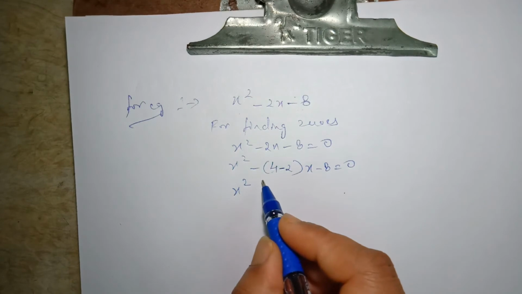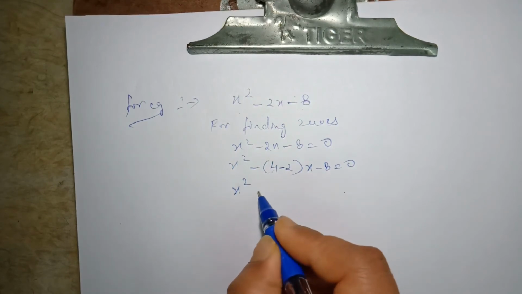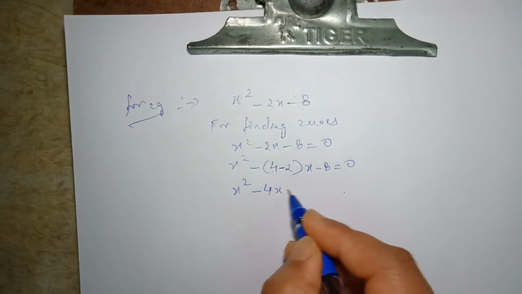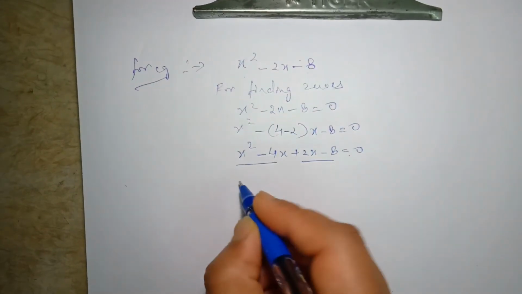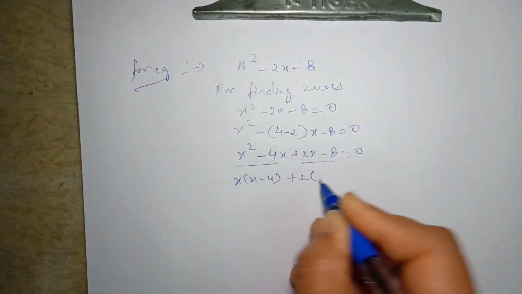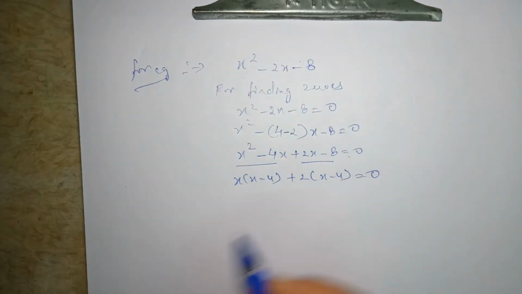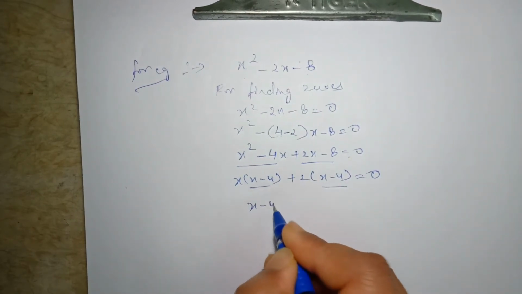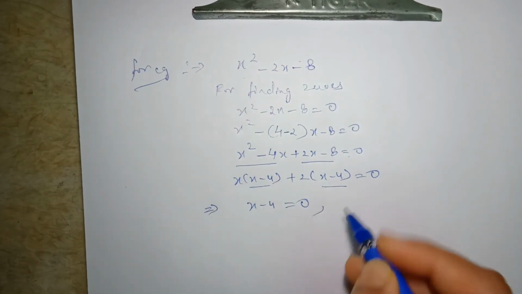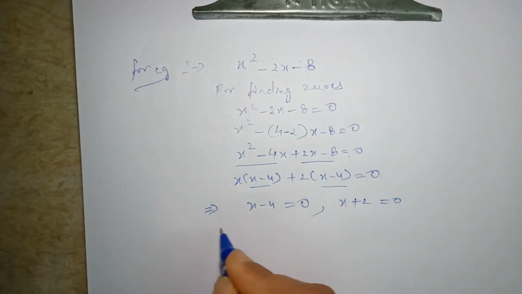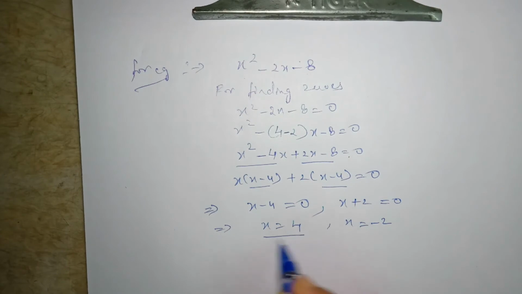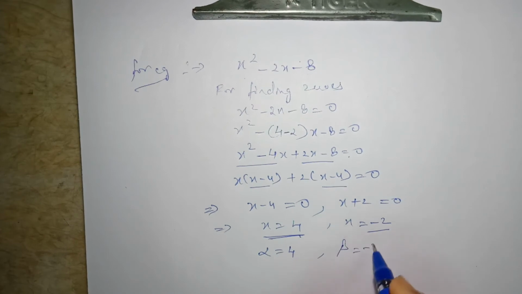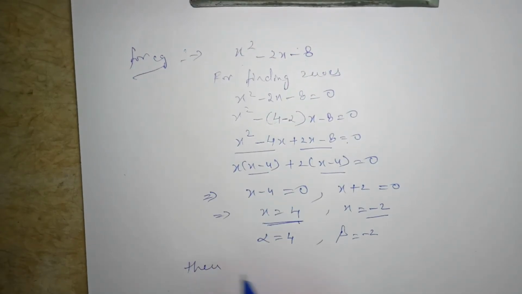We use splitting the middle term, which we learned in class 9th. x square minus 4x plus 2x minus 8 equal to 0. Taking common factors, we get x into x minus 4 plus 2 into x minus 4 equal to 0. x minus 4 is common, so x minus 4 equal to 0 and x plus 2 equal to 0. This gives x equal to 4 and x equal to minus 2. So here we are getting two zeros, 4 and minus 2. Let alpha equal to 4 and beta equal to minus 2.